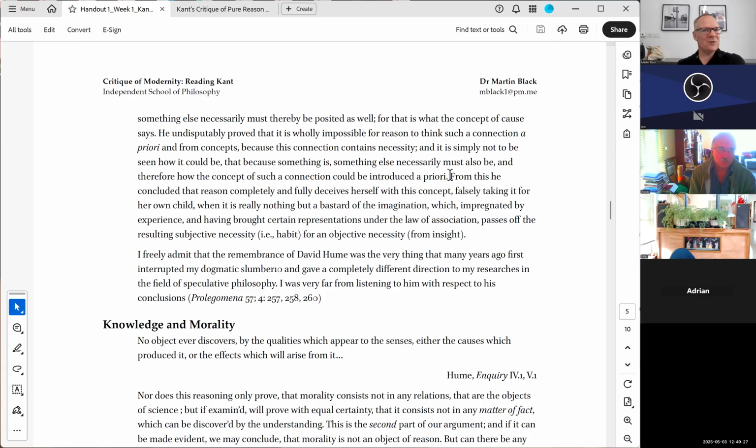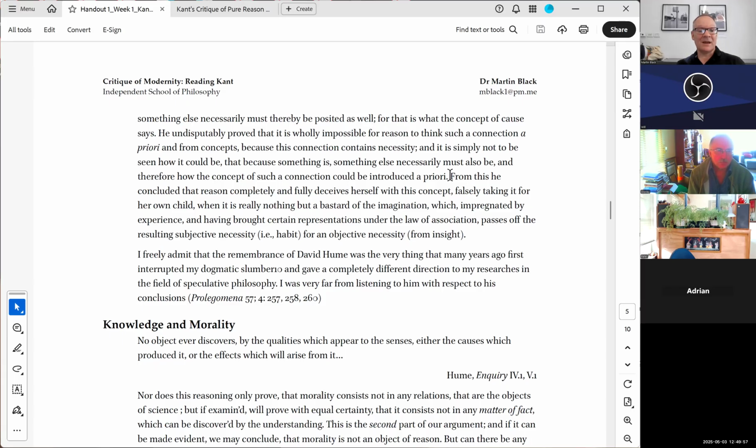So we have no genuine insight into a notion of causality from the empirical experience of seeing things move, right? So instead of that being an objective necessity that we have insight into, it's a subjective necessity, that is, it's formed by the fact that we frequently see these things occurring together. But that means it's not science, right? It's a habit like any other habit that we have.